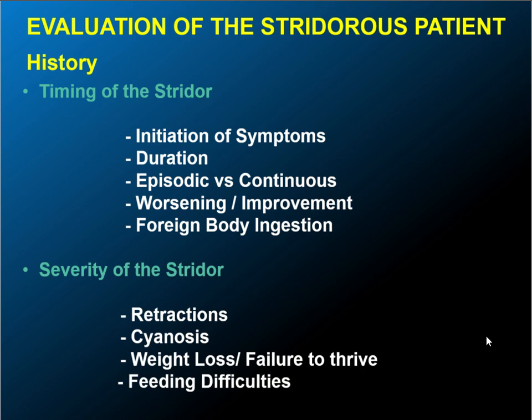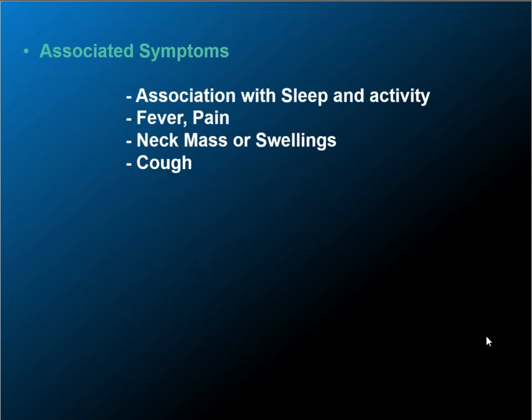Severity of the stridor can be assessed by asking for retractions, any history of cyanosis, any history of weight loss or failure to thrive, or any associated feeding difficulty. Any association with sleep or activity. If associated with fever or pain, it points towards infections. Any history of neck mass or any swellings, or association with cough.